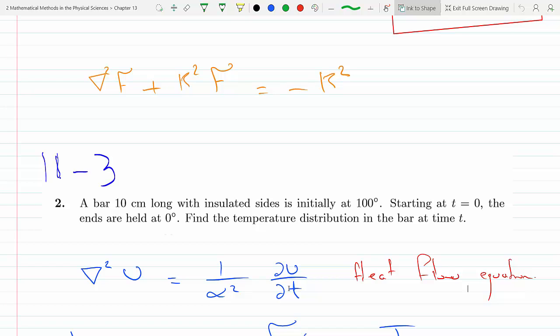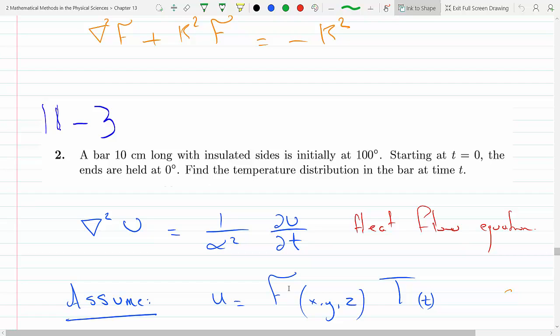Okay, so this is a differential equation, called the heat flow equation, and we have to solve it. The way we do this is by separation of variables. The way separation of variables works is we assume that the actual function that we're trying to solve for, which is the temperature U in this case, is actually a product of different functions of the variables that are involved in the problem.